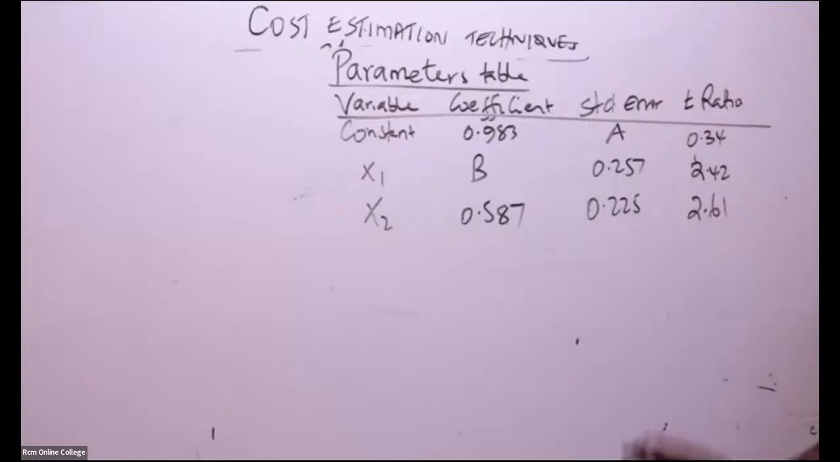So we have the parameter estimates or the parameters table, the numbers table. So we have the variable where we have constant, x1, x2, coefficient 0.983, B, 0.587, standard error. We have a 0.257, 0.225. T ratios are also given there.